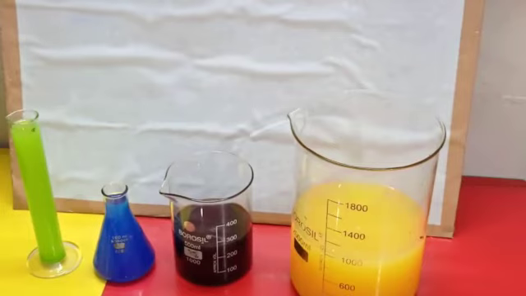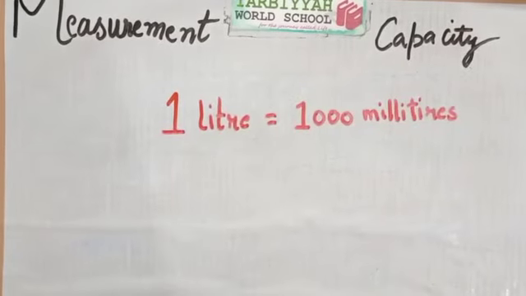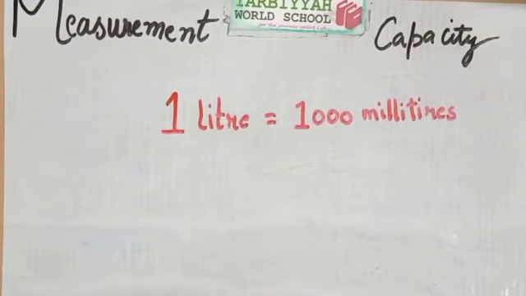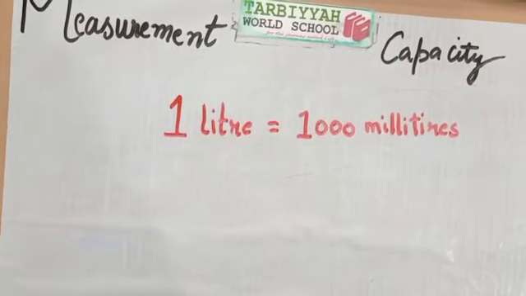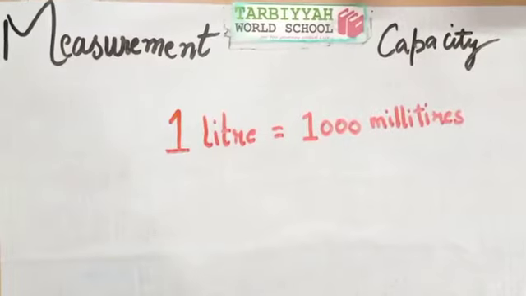My dear students, like this we can measure the capacity of a liquid in liters and milliliters. So you have to practice measurement of capacity. You have to do this by yourself by measuring different amounts of water in different sizes of beakers. So keep practicing, keep learning.